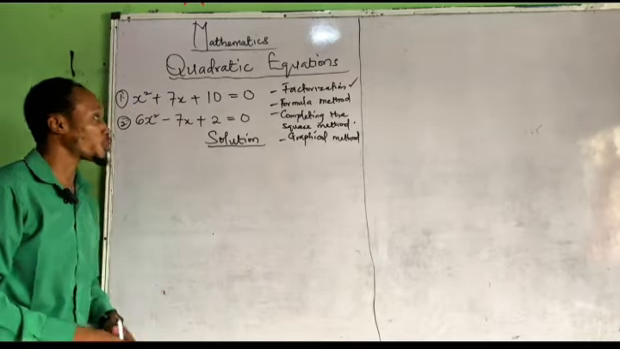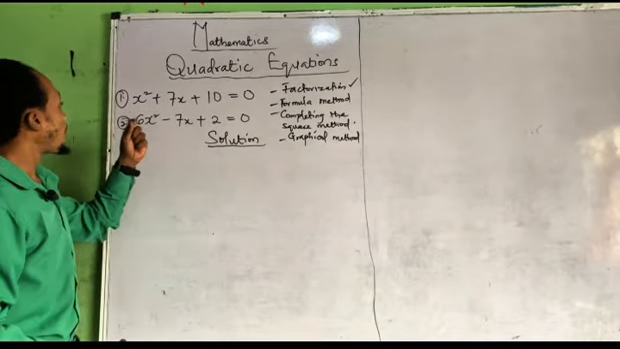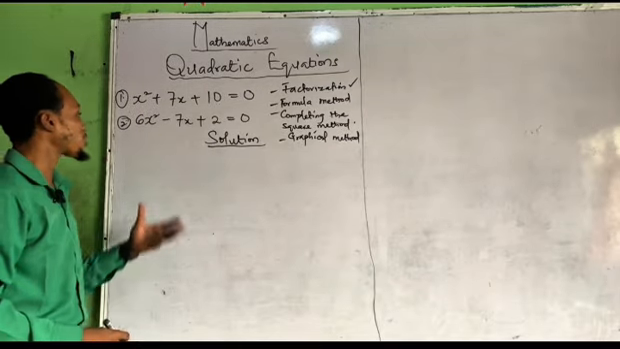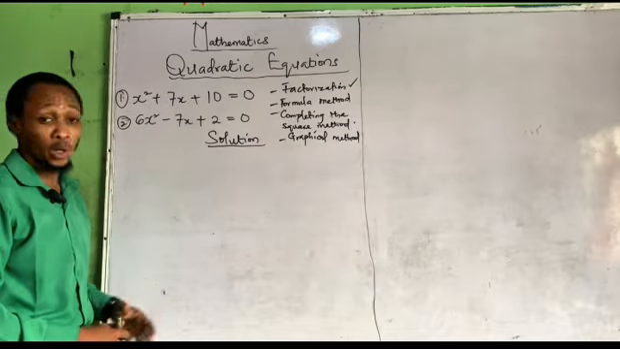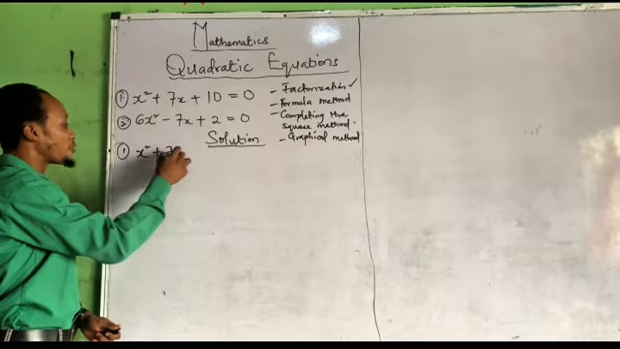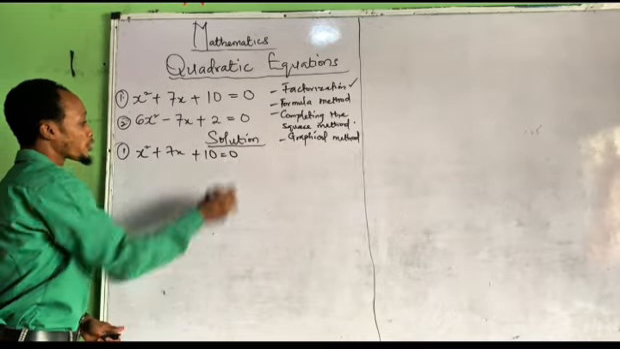Now, we have two questions on the board. x squared plus 7x plus 10 equals 0, and the second one is 6x squared minus 7x plus 2 equals 0. Let's look at the first one: x squared plus 7x plus 10 equals 0.